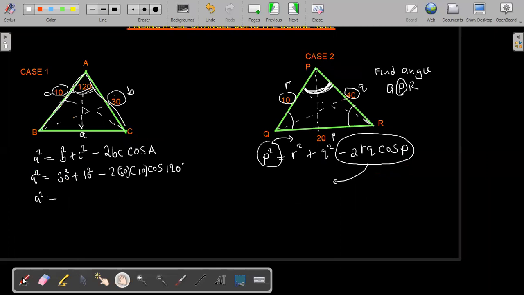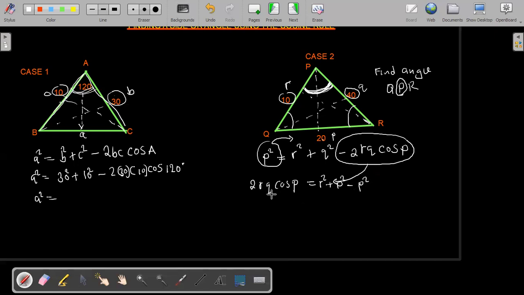So we are saying, start with this. I'm going to say 2RQ cos capital letter P is equal to, we have R here squared plus Q squared. Then this one, when it comes to the other side, it will be minus P squared, like that.